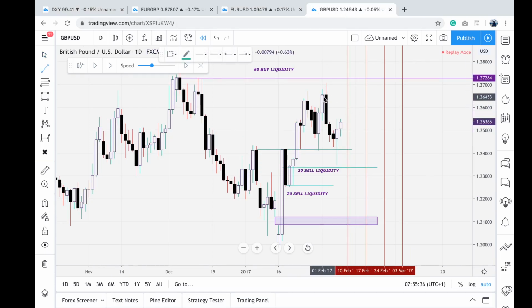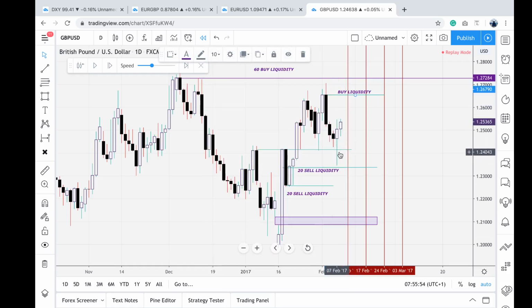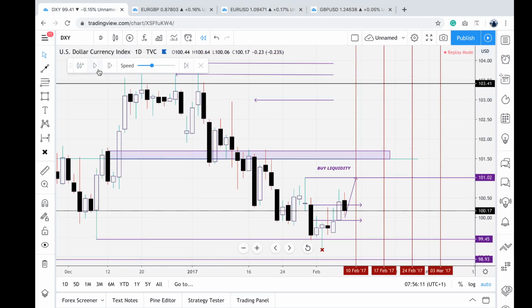So let me actually identify this small little range. This is a range high, whereby liquidity would rest around that range high, so let's identify buy liquidity around that range high. And we basically just got into sell liquidity at the range low. There's also a very shallow block at this level. So let's see how price reacts to that level. Let's see what the X actually does. Let's play forward.